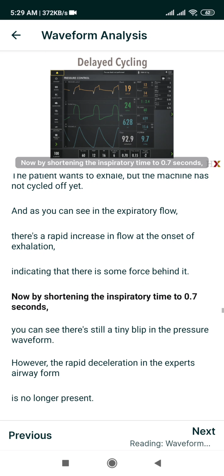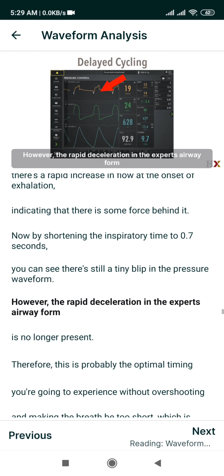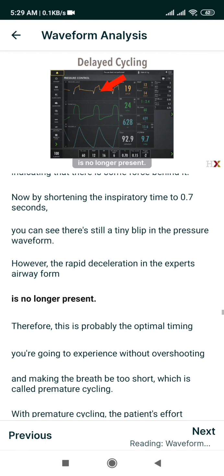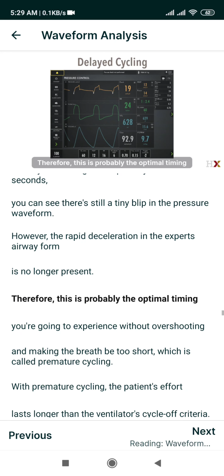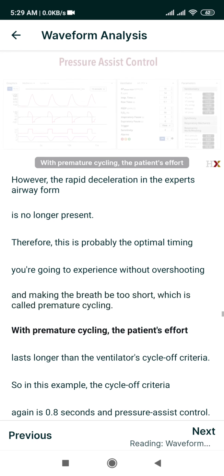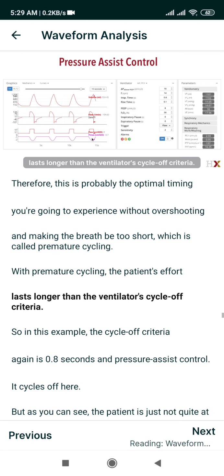Now, by shortening the inspiratory time to 0.7 seconds, you can see there's still a tiny blip in the pressure waveform. However, the rapid deceleration in the expiratory waveform is no longer present. Therefore, this is probably the optimal timing you're going to experience without overshooting and making the breath be too short, which is called premature cycling. With premature cycling, the patient's effort lasts longer than the ventilator's cycle-off criteria.